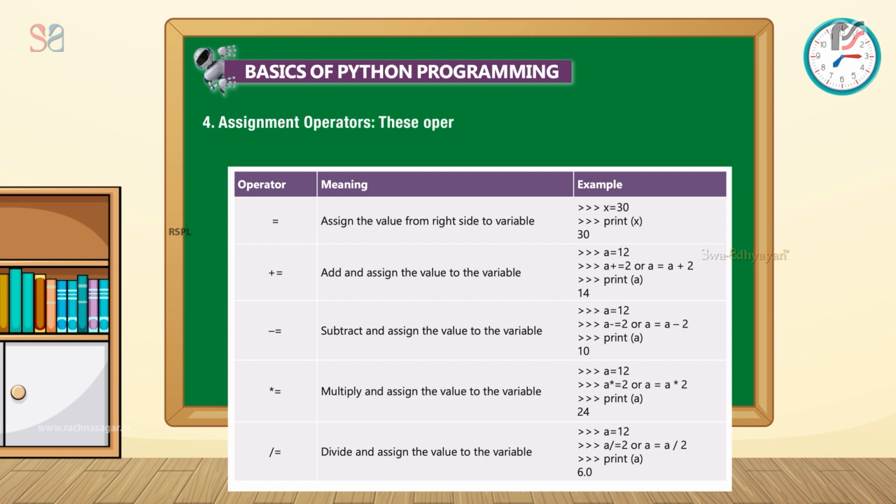Fourth is assignment operators. These operators are used to assign values to variables. The equals sign assigns the value from the right side to the variable. The plus and equals sign adds and assigns the value to the variable. The minus and equals sign subtracts and assigns the value to the variable. The asterisk and equals sign multiplies and assigns the value to the variable. Lastly, a forward slash and equals divides and assigns the value to the variable. These are the examples on the right.